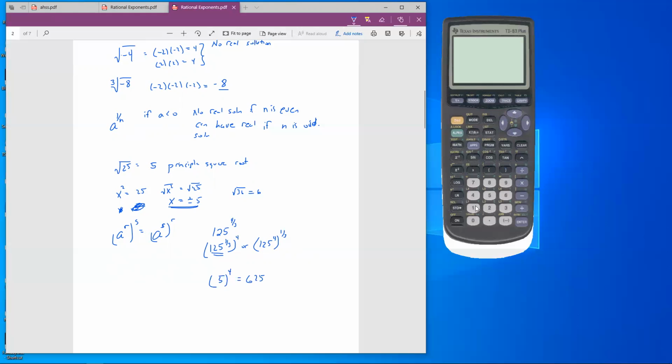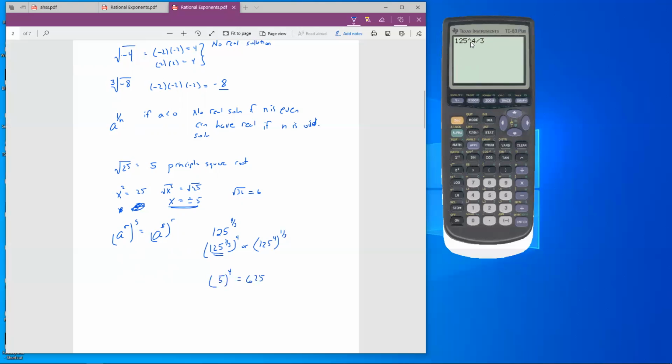Okay, and let's go ahead and take a look at that. So we're going to have the 125, and then we're going to use this caret button. This is really important when you have a rational exponent, because if I just type in this, what the calculator thinks I meant is take 125 raised to the fourth power and then divide this whole thing by 3, because in the calculator's processing, exponents come before division.